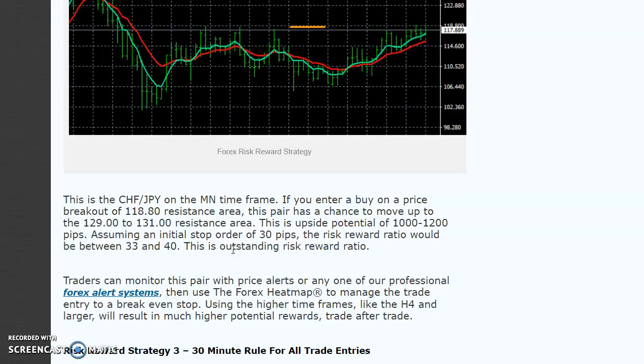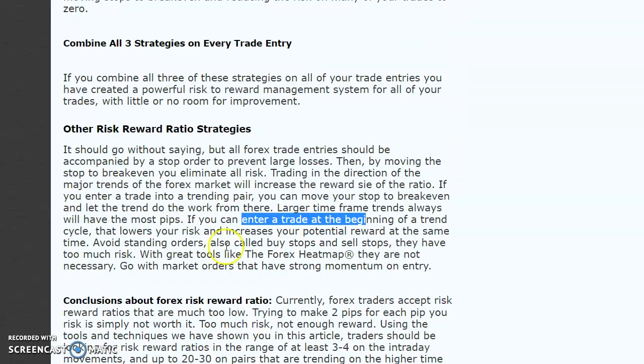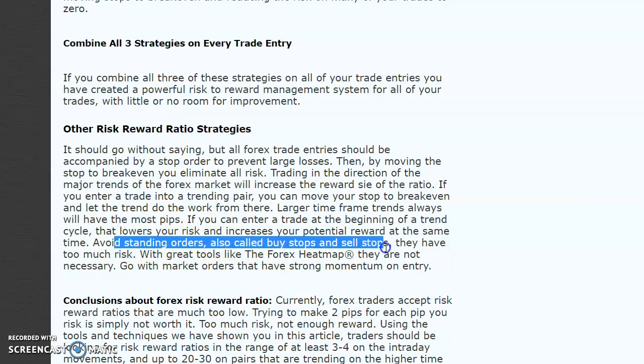Trading at the beginning of the trend cycle is very important too for reducing your risk and increasing your potential reward. So if you have great tools like the Forex Heatmap, you don't need to do things like standing orders. A lot of people use, I'm going to call them standing orders or resting orders or buy stops, sell stops. A lot of traders do this, trying to trade around the news, but you don't have to do this. It's unnecessary risk. You're adding more risk.